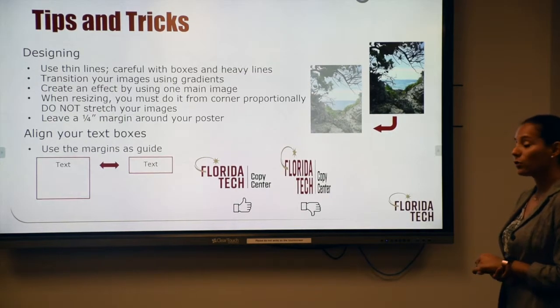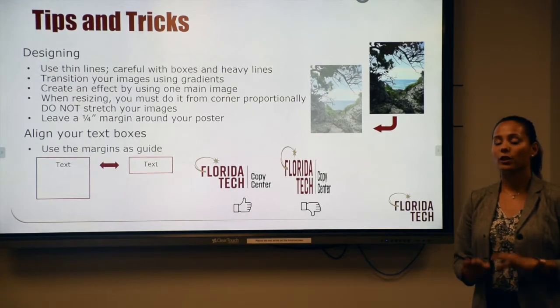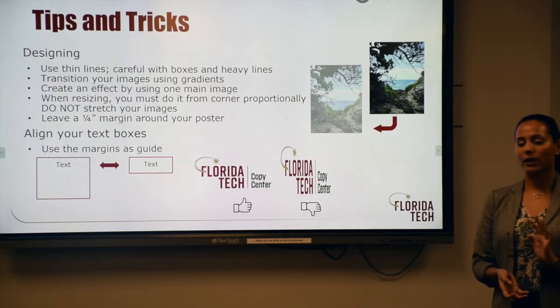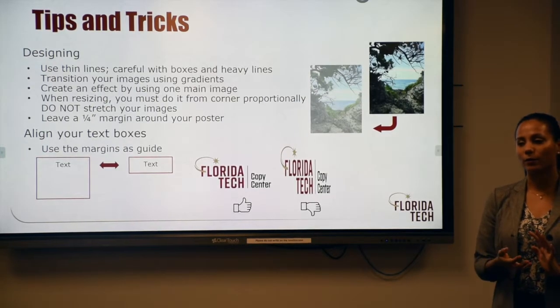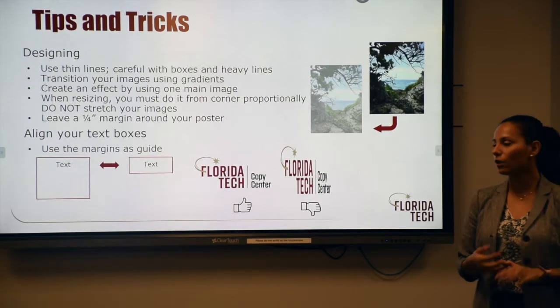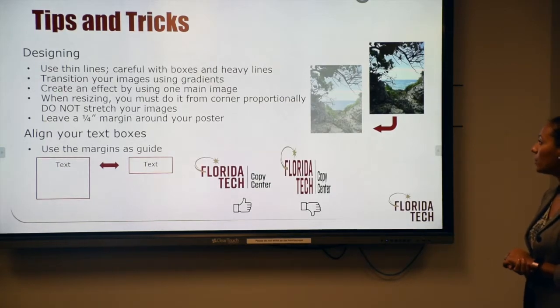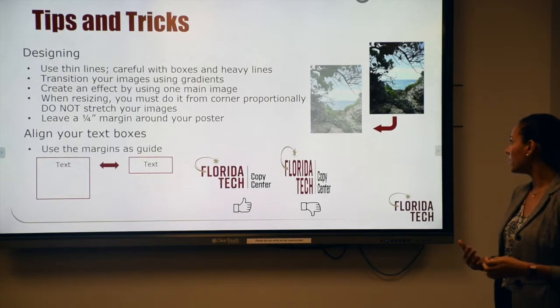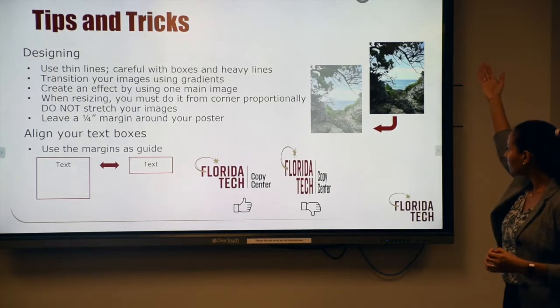Transition your images using gradients. That's always a nice thing. You can use it on the background. These are great options. If you're not sure how to create a gradient in PowerPoint, you can always do a quick YouTube search and it'll show you how to do that. You can create an effect using one image. An example is this beach scene right here.